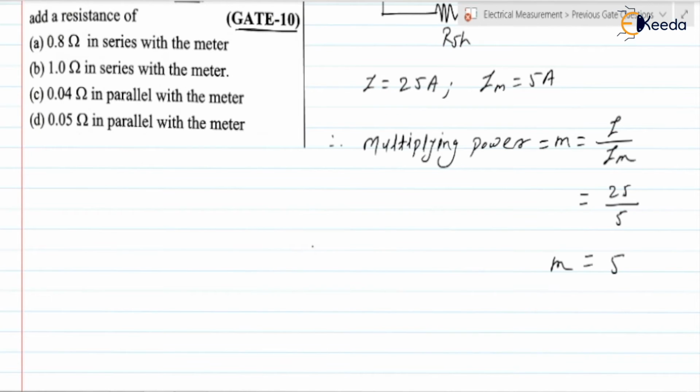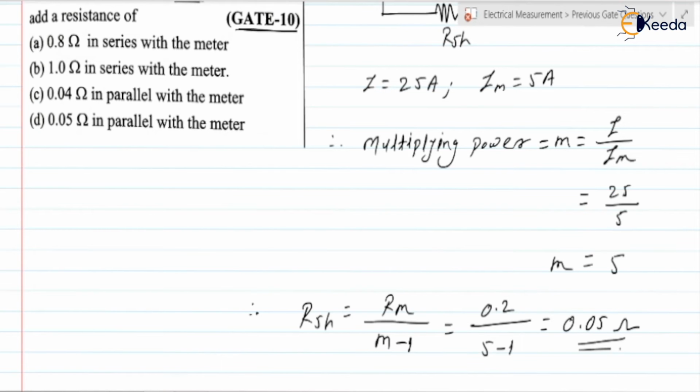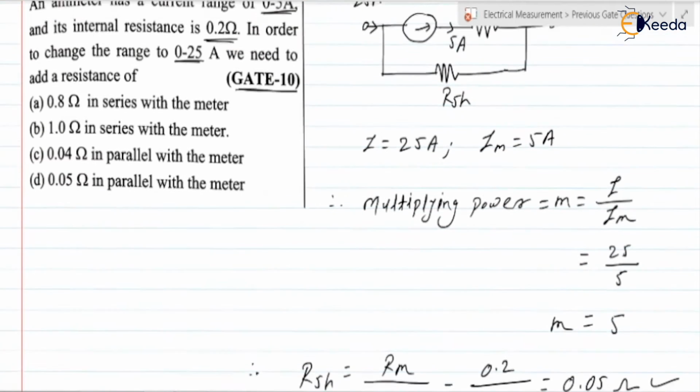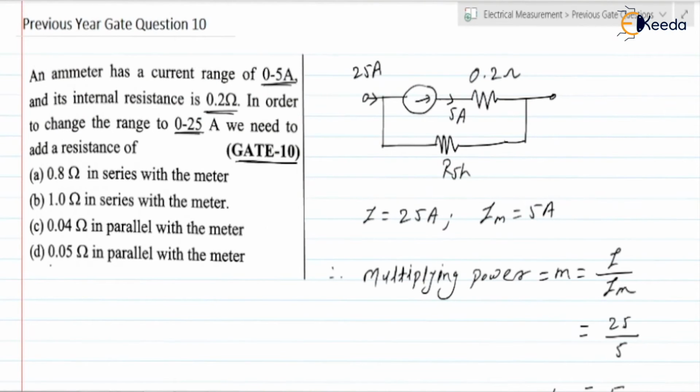Next, so we can write RSH. We already derived the expression for RSH. RSH is equal to Rm upon M minus 1. So it is equal to Rm is 0.2 divided by M is 5 minus 1. So if you check, it is equal to 0.05 ohm. Okay, so we need to connect the 0.05 ohm resistance in parallel with the meter. So if you check the options, correct option is option D. This is about the previous year GATE question number 10.